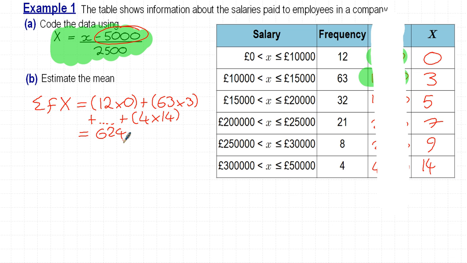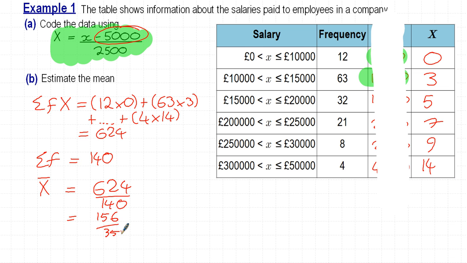So that's all of the salaries added together, well, the coded salaries added together, I should say, and we now need to divide by how many there are. Well, if you total this column up here, you'll find that you get 140. So we're now in a position to work out the coded mean, which is all of the coded salaries added together divided by how many there are. We get there 156 divided by 35 in a simplified form.